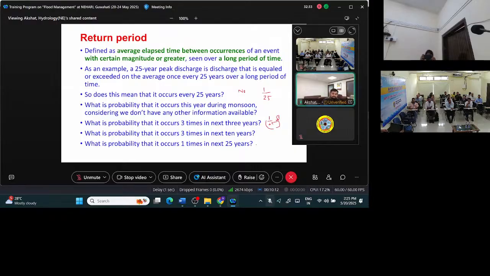So return period flood means the average time between occurrences with certain magnitude or greater over a long period of time. However, it may occur more than one time in that specified period. However, for a long period, it will be near to that.